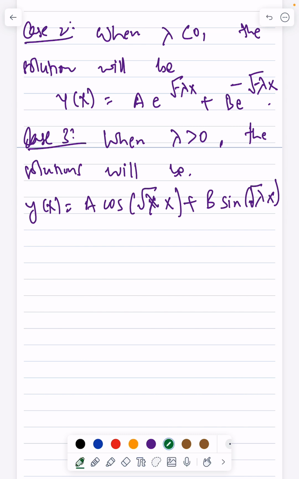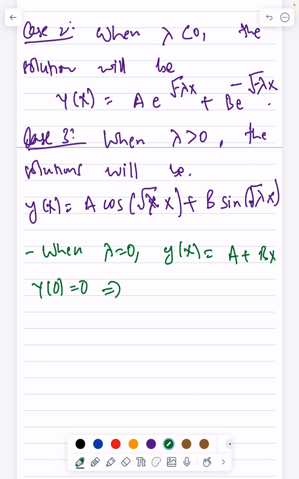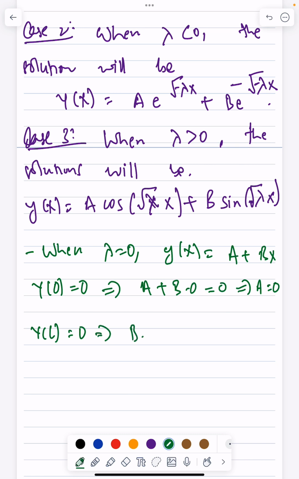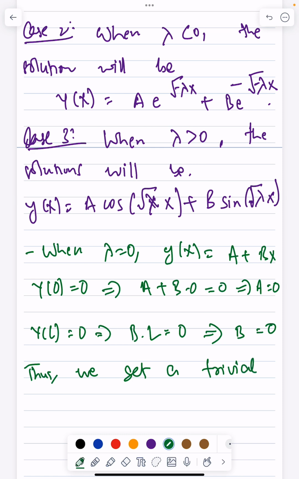Now let's look at the cases. When lambda equals 0, we have our Dirichlet boundary conditions. This is our solution, a plus b x, and our boundary condition is y of 0 equals 0, which implies a plus b times 0 equals 0. That just implies a equals 0. And our second boundary condition, y of L equals 0. Now a is already 0, then b times L equals 0, and that just implies b equals 0. Thus we get a trivial solution. So no eigenvalues and no eigenfunctions when lambda equals 0.